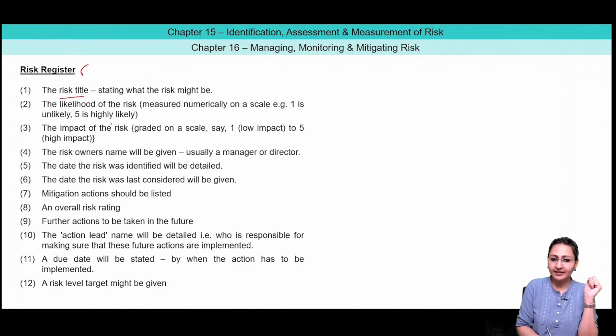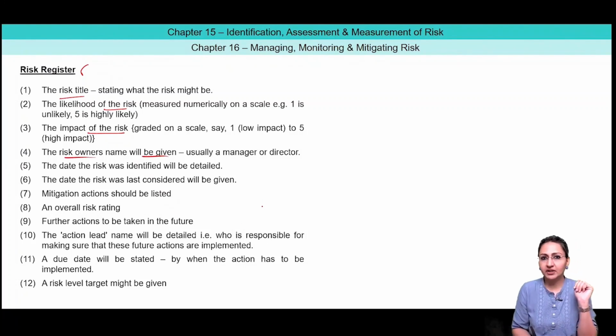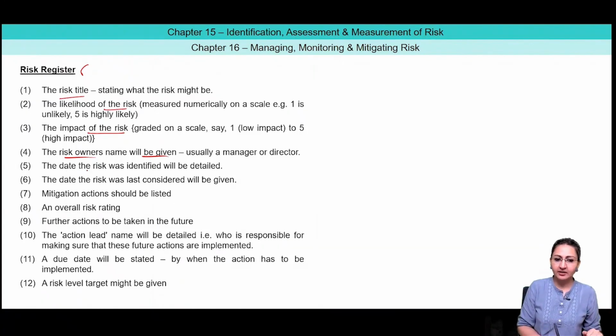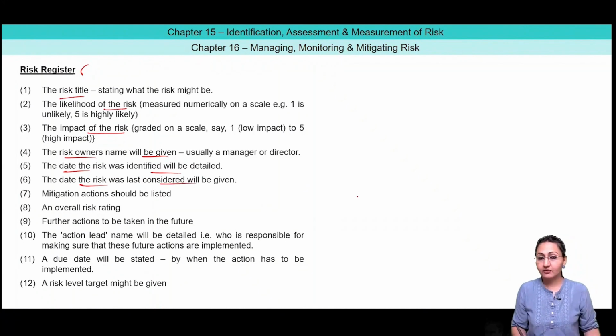One, you need to have a title for it. What is the likelihood of the risk? What will be the impact of the risk? Who are the owners of the risk? Who is going to own that? That, okay, I'll take care of this risk. I'll manage this risk. He's the owner of the risk. The date risk was identified. The date risk was last considered. You were discussing that risk someday. So which date you were discussing that? This point relates to that date.